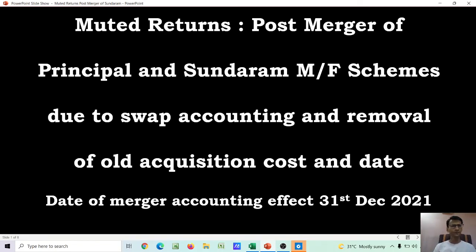Today's topic is pretty technical and interesting: muted returns due to the post-merger effect of Principal and Sundaram Mutual Fund schemes, due to swap accounting being done and removal of old acquisition data, or cost data relating to cost and date. The date of merger accounting purpose being 31st December 2021.